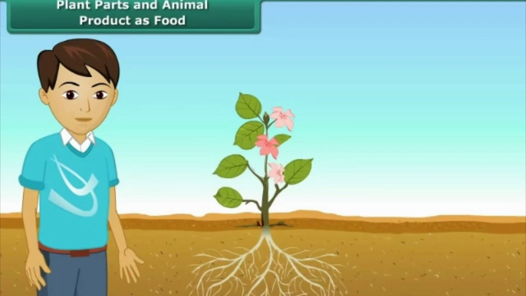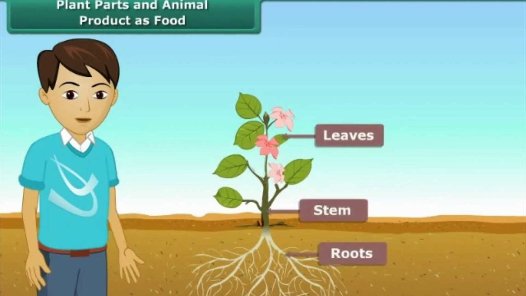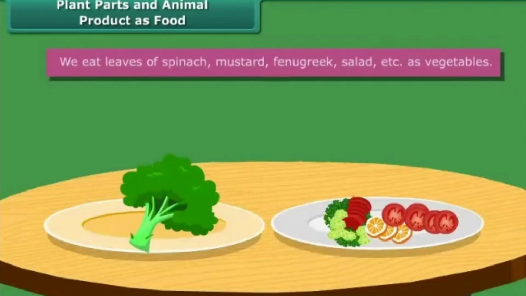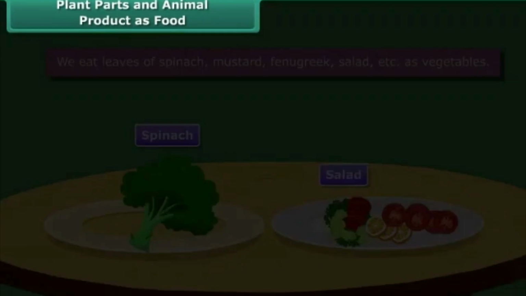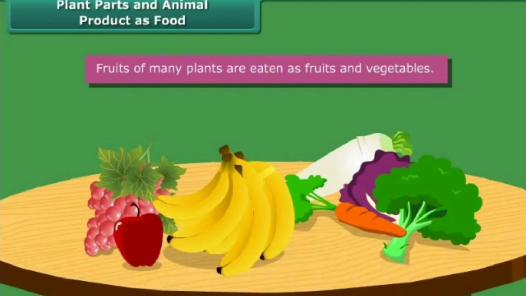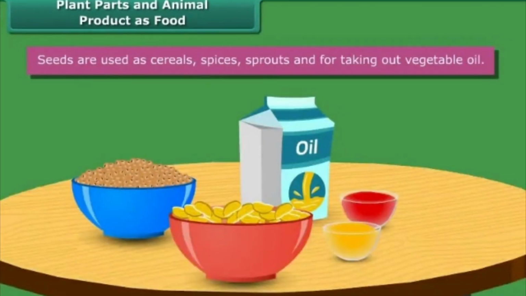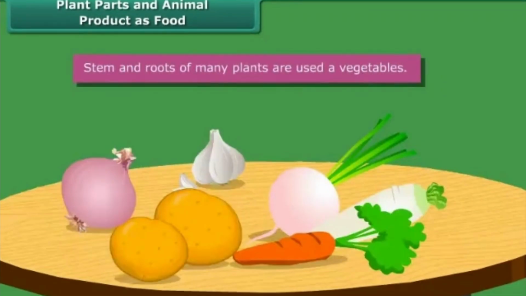Plant parts and animal products as food. Now as we know that we get most of the food from plants, various parts of plants give us different types of food. We eat leaves of spinach, mustard, fenugreek, salad, etc. as vegetables. Fruits of many plants are eaten as fruits and vegetables. Seeds are used as cereals, spices, sprouts, and for taking out vegetable oil. Stem and roots of many plants are used as vegetables.